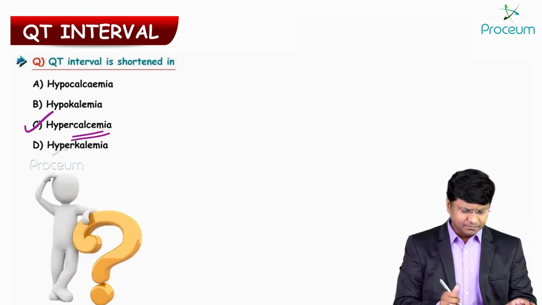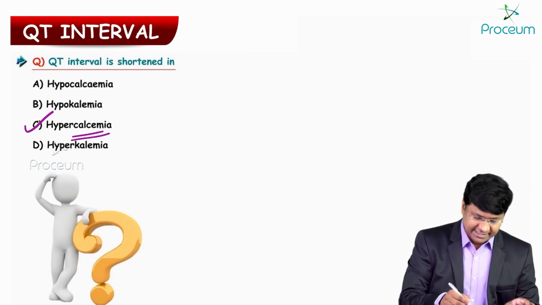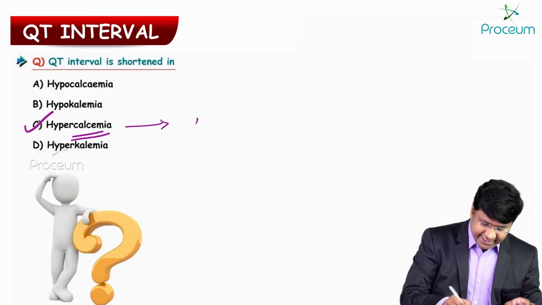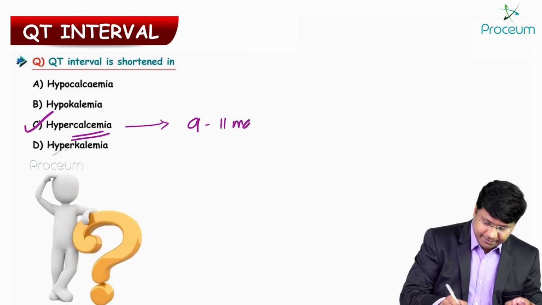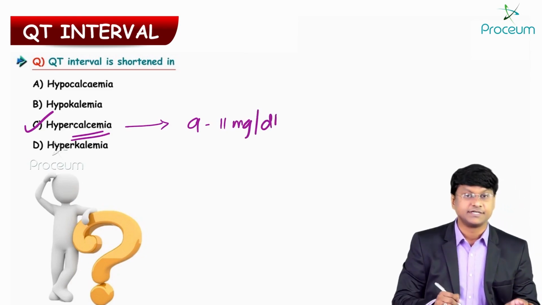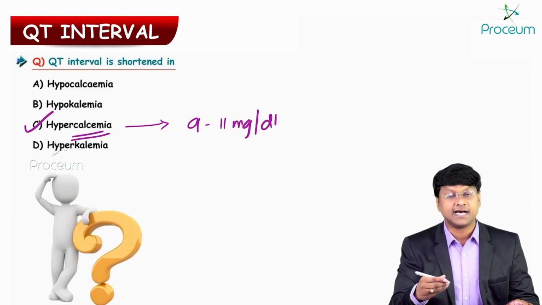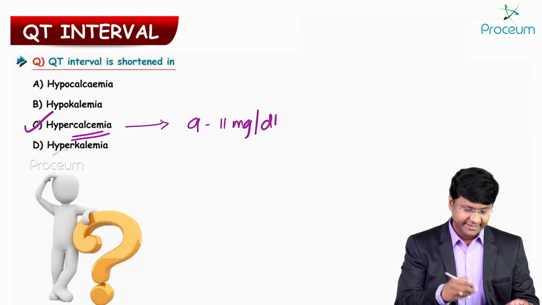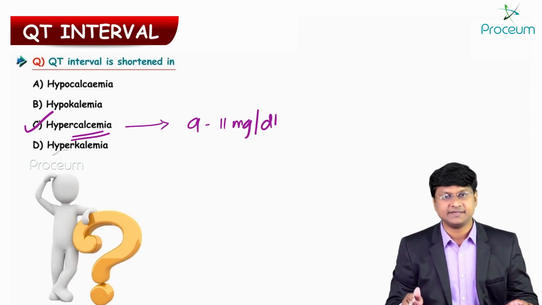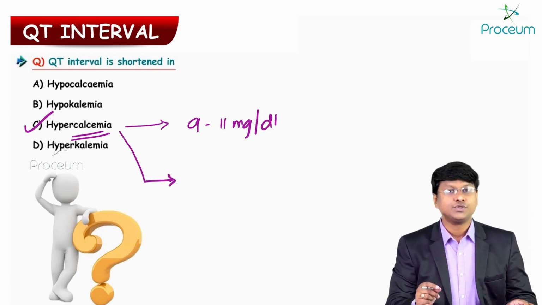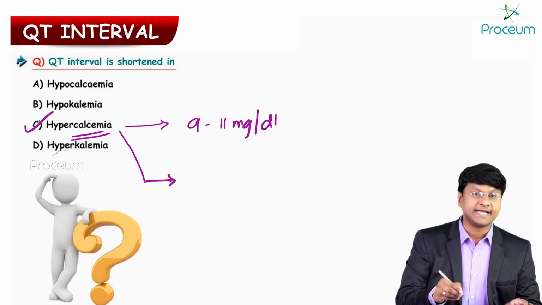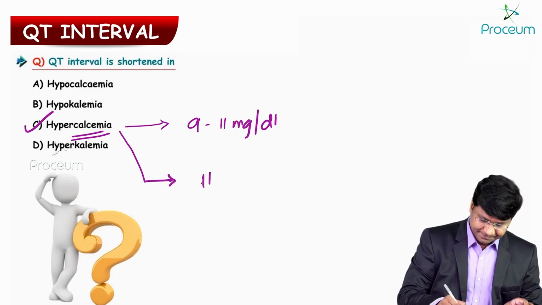Right? Now, when do we call this hypercalcemia? Normal calcium levels are 9 to 11 milligrams per deciliter or milligrams percentage. When the calcium levels are more than 11, then we use the word hypercalcemia. So you have a condition called the hypercalcemic crisis.